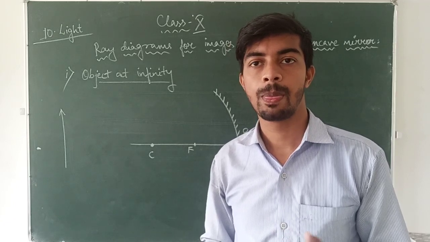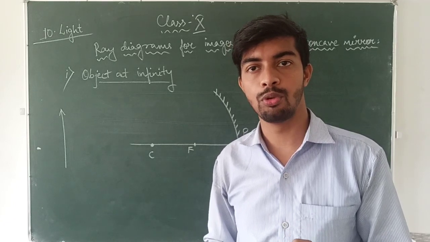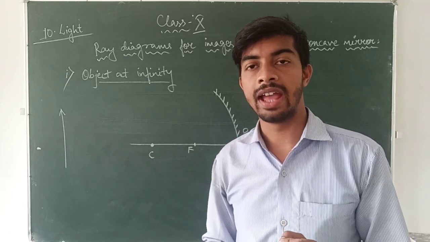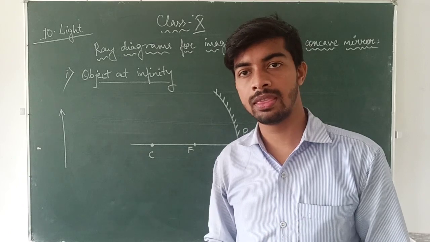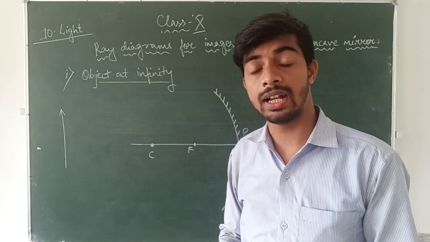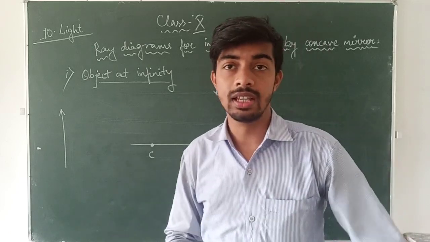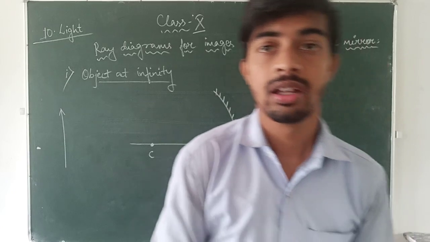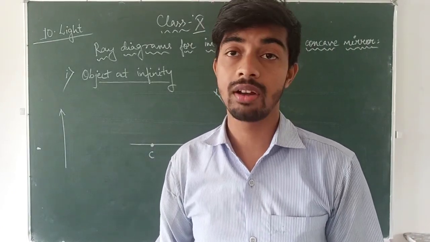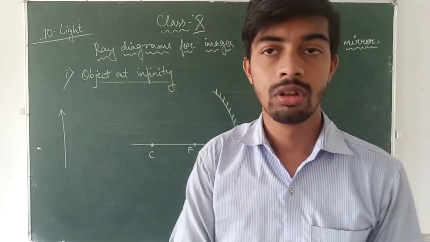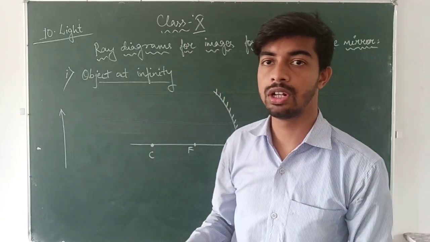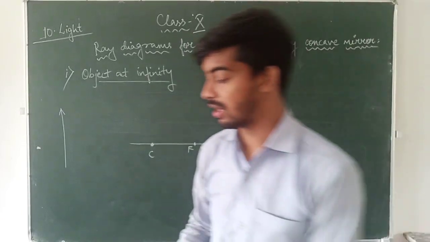And rule number 4, any ray which falls on the pole reflects in such a way that the angle made between the incident ray and the principal axis is equal to the angle made by the reflected ray and the principal axis. These rules are there in your NCERT book, on page number 164. So applying all these 4 rules, we will draw the ray diagrams.